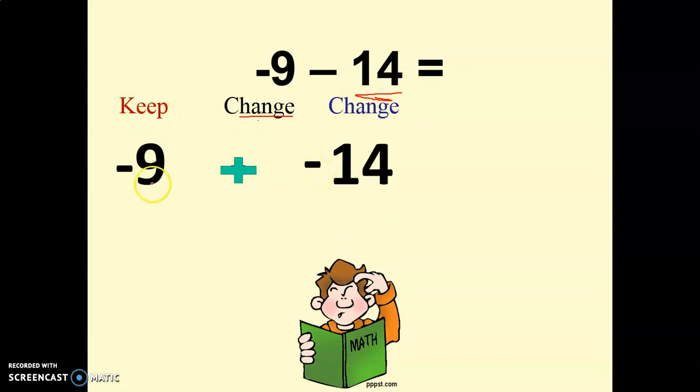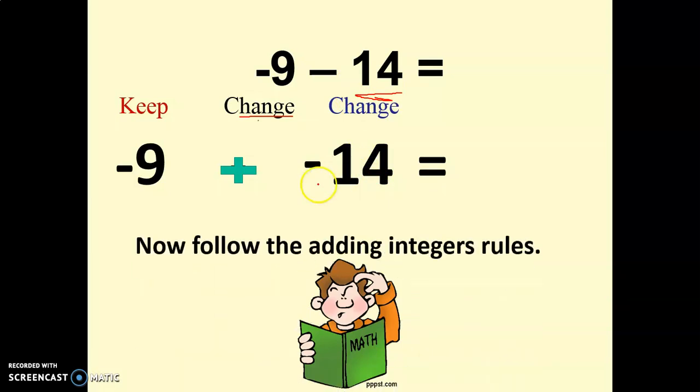So, you're going to keep the first number. Change the subtraction sign to a plus sign. And then change the sign of 14, it will become -14. And then after that, you're just going to follow adding integers. -9 plus -14 is equal to -23.